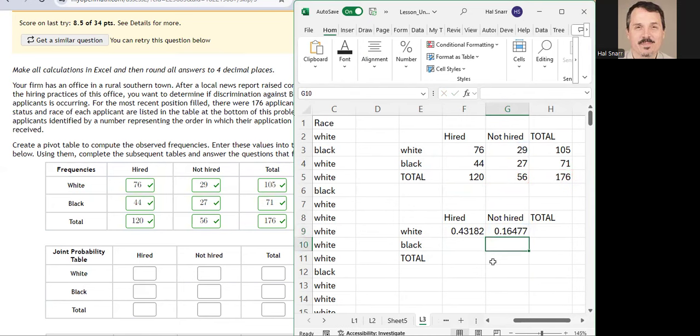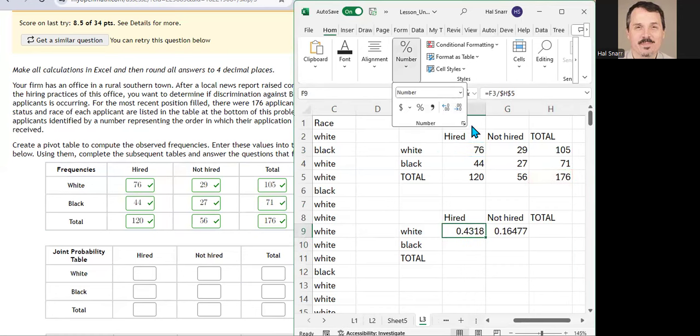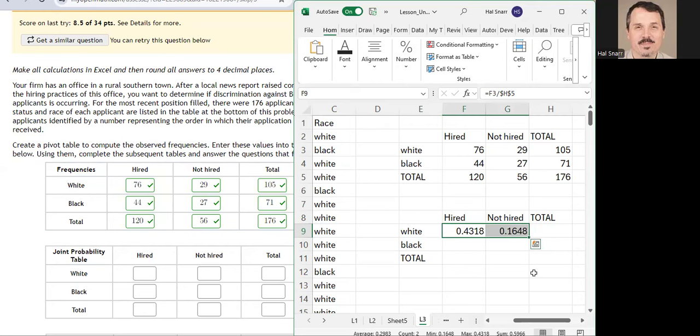Now, a faster way to do this would be to put a $ in front of the 5 to freeze this red box in row 5 and put a $ in front of the H to freeze this red box in column H, right? And then I can reduce the number of decimal places to 4, right? Then I can drag this across and you can see that I got the same exact number, right? Then I can pull it down.